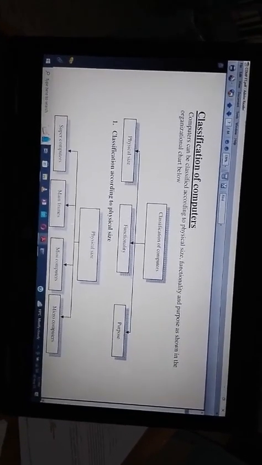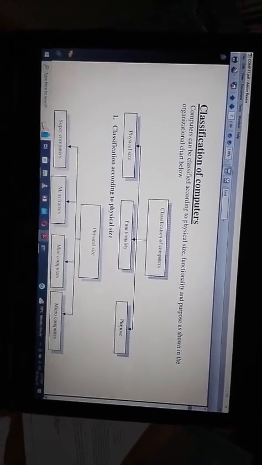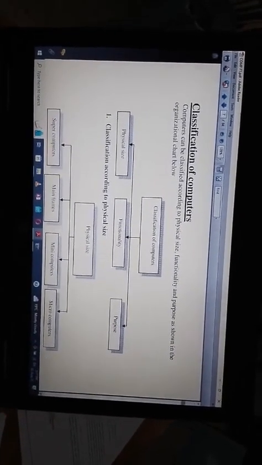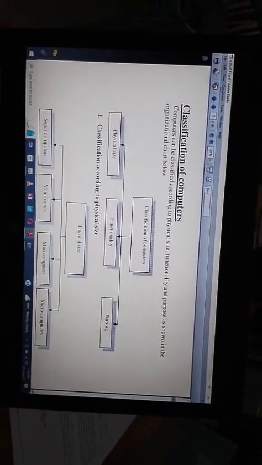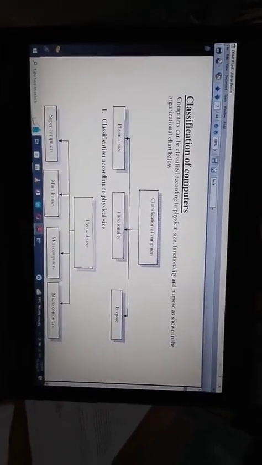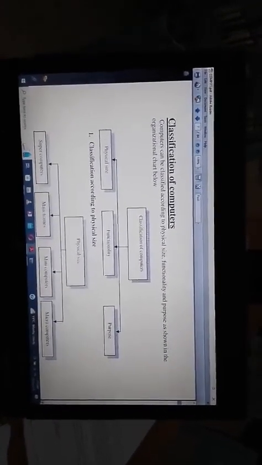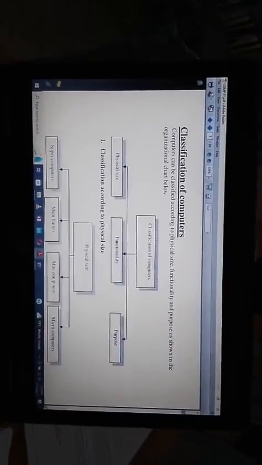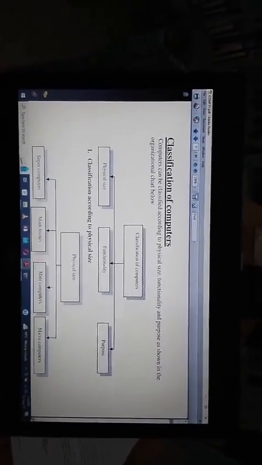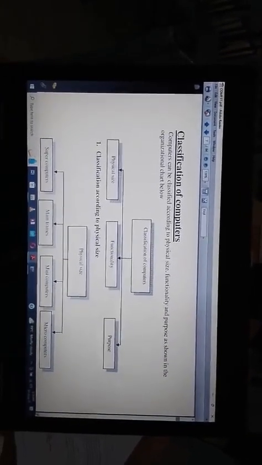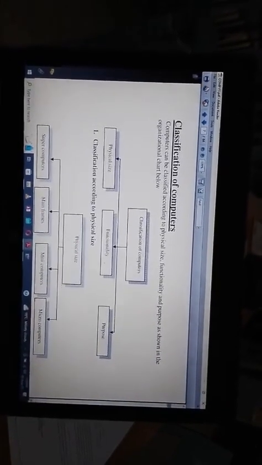My name is Mr. Wamae, and I would like to take you through a bit of classification of computers. This is Form 1 work, and it's very important to know that there are various classifications of computers.